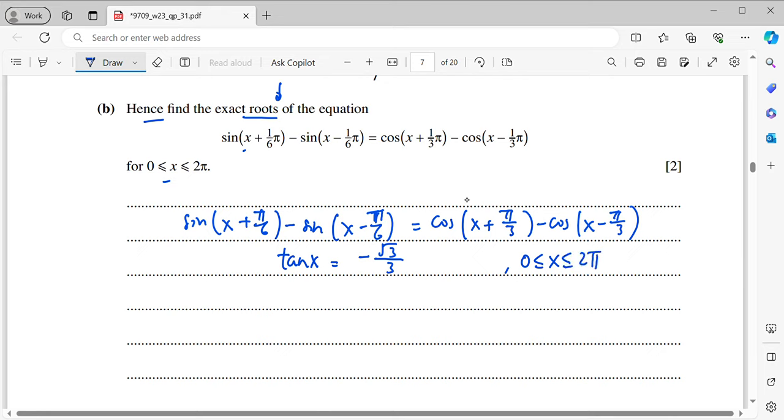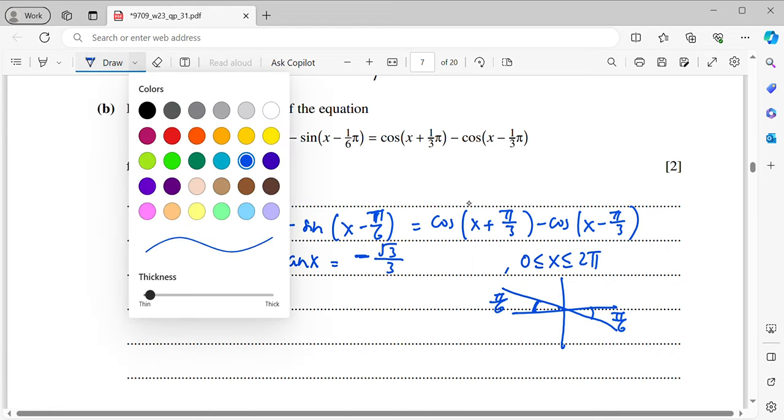Now, when the tangent is negative, I will refer to the quadrants. Tangent is negative in the second quadrant and also the last quadrant. So now I have to find these two angles, or I will just find one angle here. The basic angle is just without the negative, meaning x is inverse tangent root 3 over 3. Then you will be getting pi over 6.